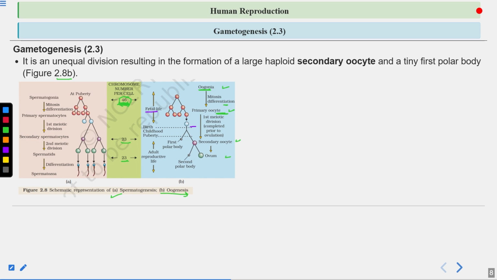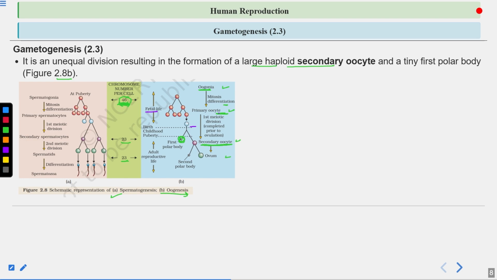Okay, then there is birth, then there is the childhood stage, then the female attains puberty. When the female attains puberty, the primary oocyte, which is present in the tertiary follicle, will divide to form a large haploid secondary oocyte. So this is the large haploid secondary oocyte, and a small polar body is formed. So this is the first polar body.